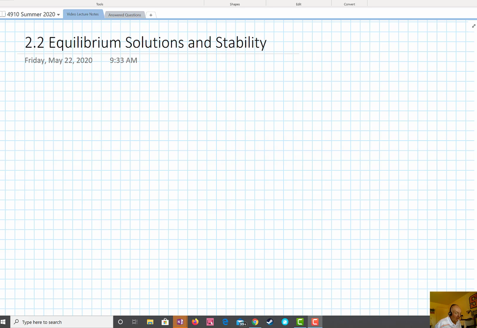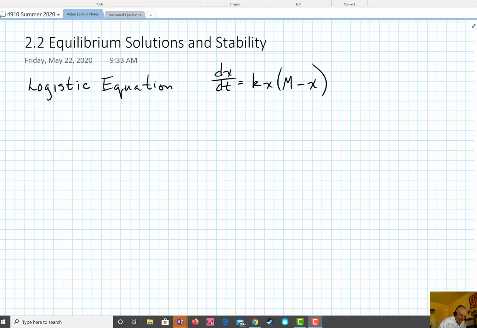All right, so let's take a moment and look a little closer at our logistic equation, the equation that describes the growth of a population with a carrying capacity. It looks like this right here. This describes a population living in a situation where there is a limit to how many individuals can occupy that space.